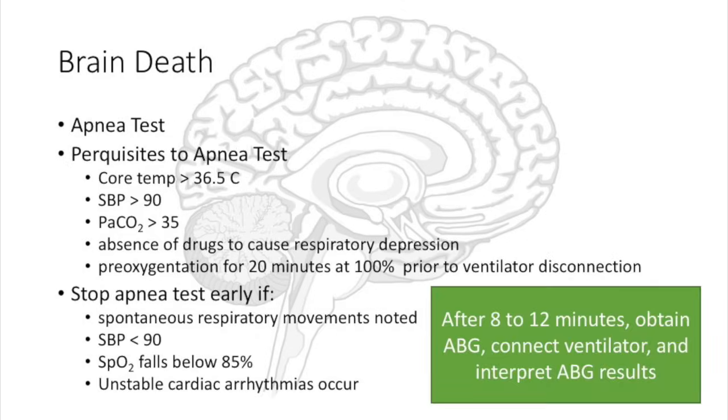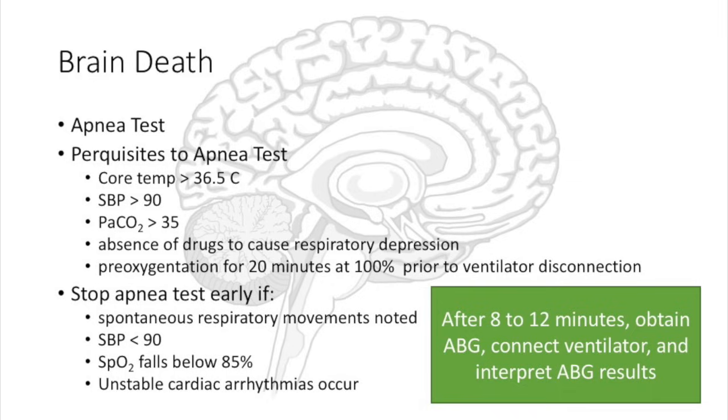So for the brain death determination, you're going to do an apnea test. The prerequisites to an apnea test include the core temperature being 36.5 degrees Celsius or greater, a systolic blood pressure of 90 or greater, a PaCO2 of greater than 35, and absence of drugs that cause respiratory depression. Before you do this apnea test, you're going to want to pre-oxygenate for 20 minutes at 100% oxygen prior to ventilator disconnection. There are 4 indications for stopping the apnea test early.